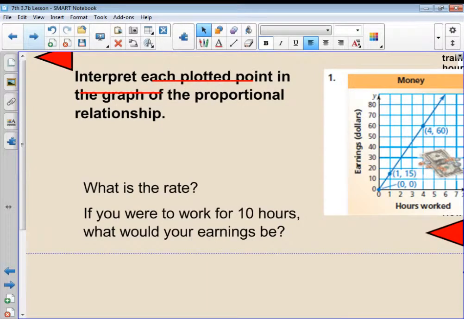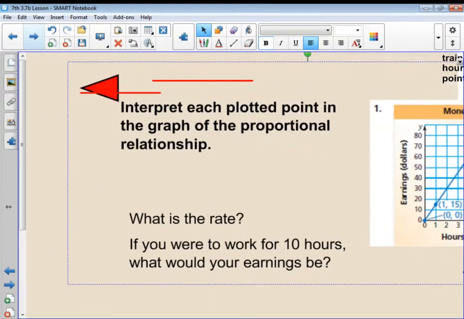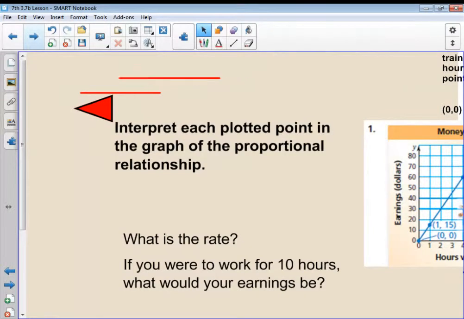Get rid of these. Sorry. I'm going to get rid of these lines.